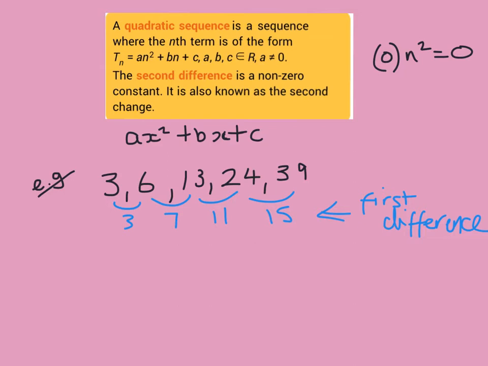When we look at the second difference, so the difference between 3 and 7 is 4, 7 and 11 is 4, and 11 and 15 is 4. This is our second difference. And we know that we have a quadratic sequence once the second difference is constant, meaning that we get the same number across the second difference.